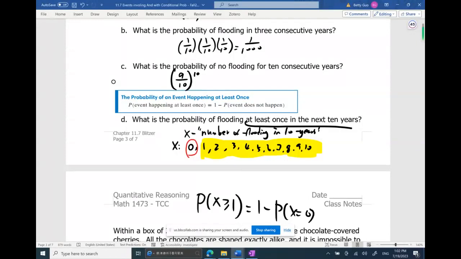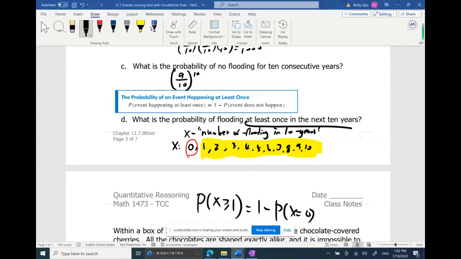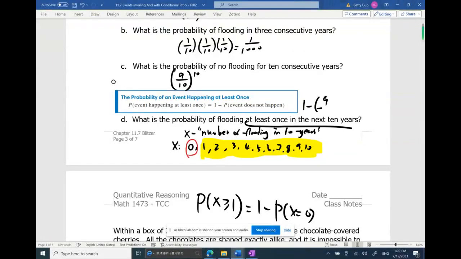All right. So in part C, we already have the probability of no flooding. Then part D is just the probability of the complement of part C. So part D, the answer is 1 minus (9/10) to the power of 10.